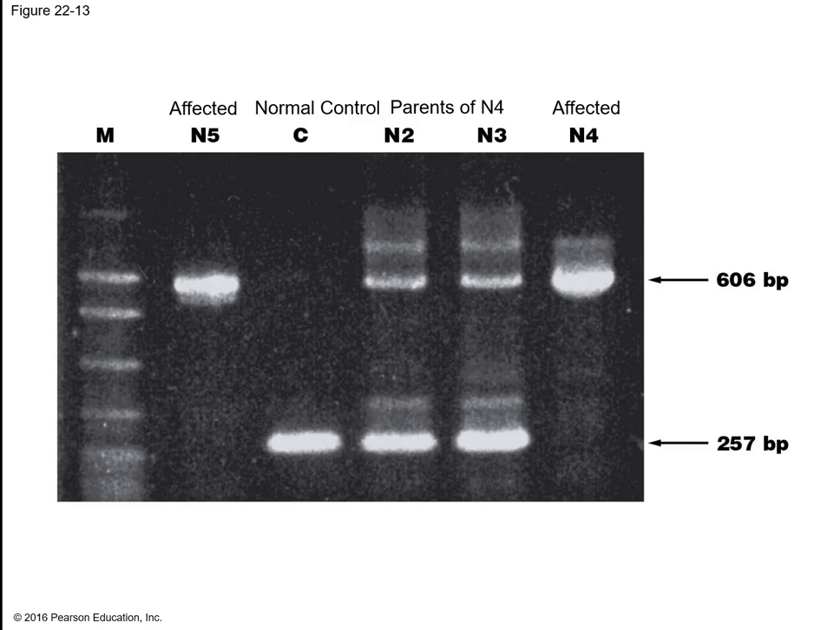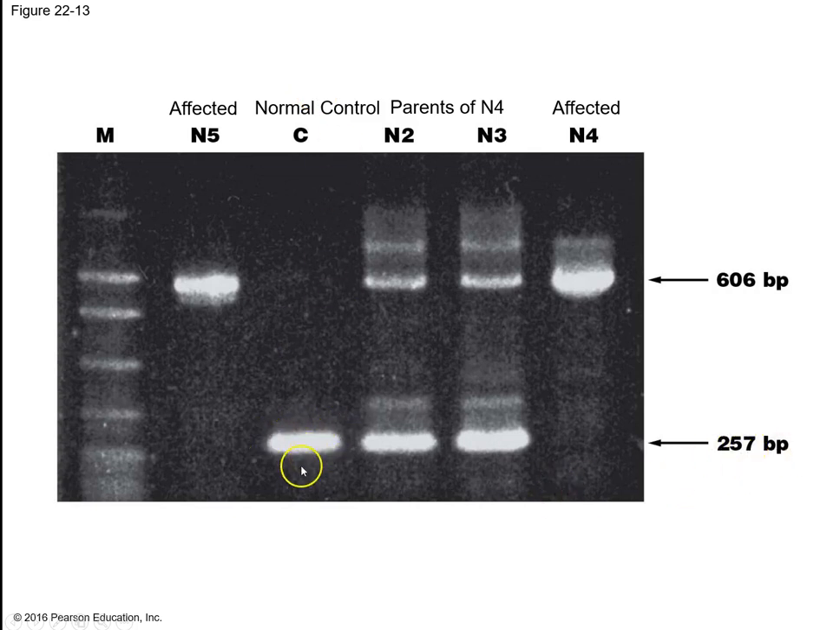If you look at this picture here, this is a representative gel from their PCR experiment. You can see N4 is an affected individual, meaning that person has that form of albinism, OCA2. Here, N5 is also affected, and you can see they have only this one band, which reflects the deletion. Compare that to the normal control, which has this nice thick band here, the 257 base pair band.